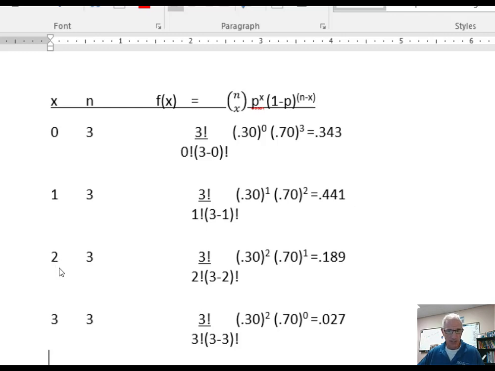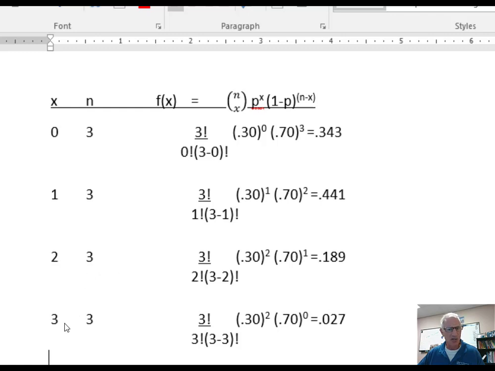Now, the point of interest. We have 2 students succeeding, which is an A, out of 3 trials. 3 factorial divided by 2 factorial times 3 minus 2 factorial, which is 1 factorial. 0.3 raised to the 2, 0.7 raised to the 1. So we have a 0.189, or 18.9%, probability that 2 successes out of 3 trials, or 2 students, will get an A out of the next 3.